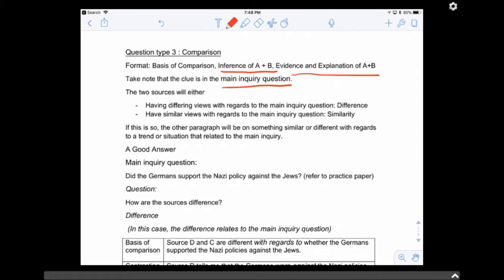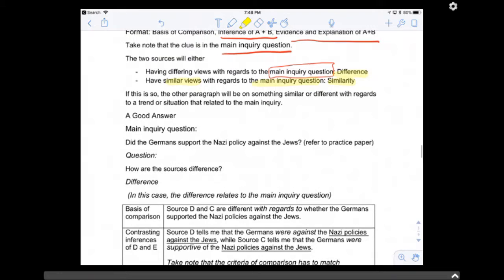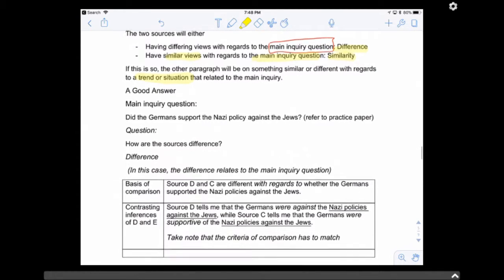So the two sources will either have differing views with regards to this main inquiry question, and in this case it is difference, or they might have similar views with regards to the main inquiry question. In this case, similarity, right? So if this is so, the paragraph that is not based on the main inquiry question will be something related to a trend or a situation that you notice inside both sources.